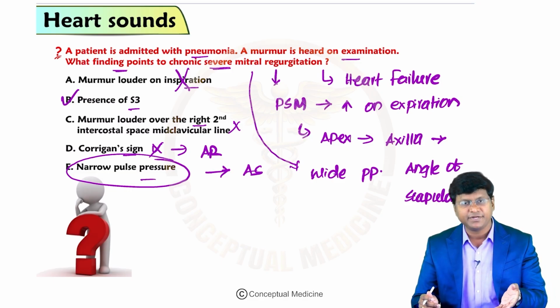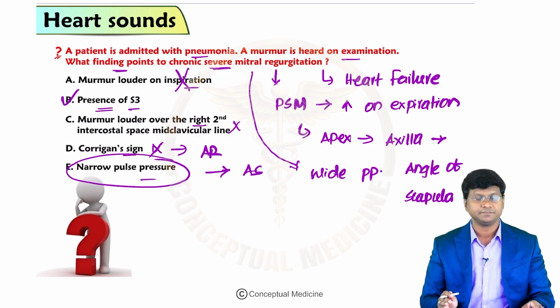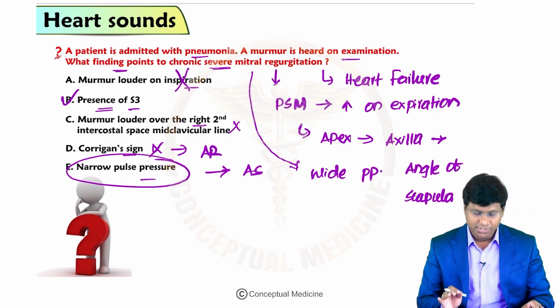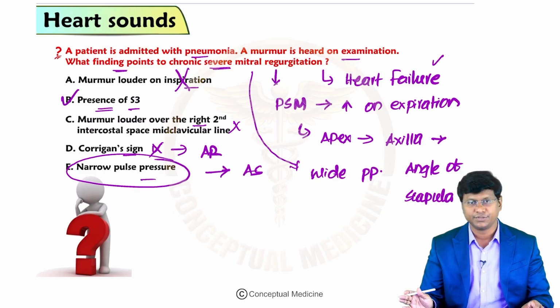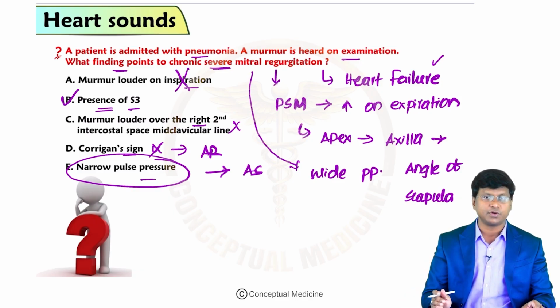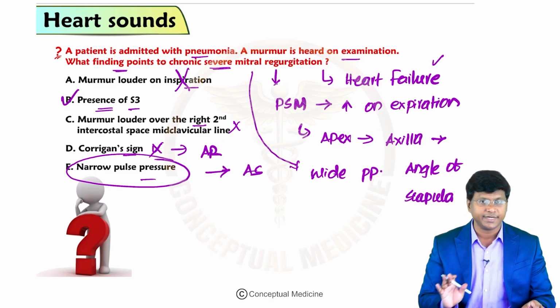So once there is development of ventricular dysfunction, you have the presence of the third heart sound. So presence of S3 is due to the development of ventricular dysfunction secondary to heart failure, and that heart failure is due to chronic severe MR.